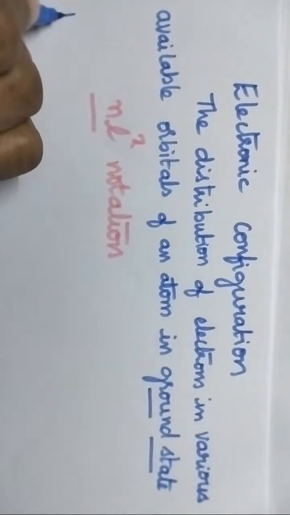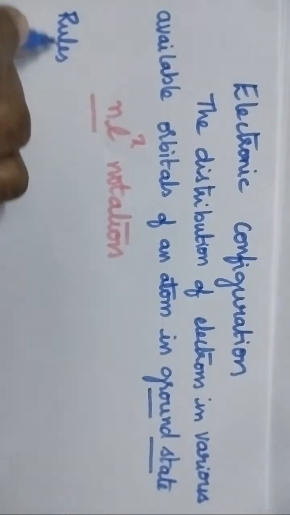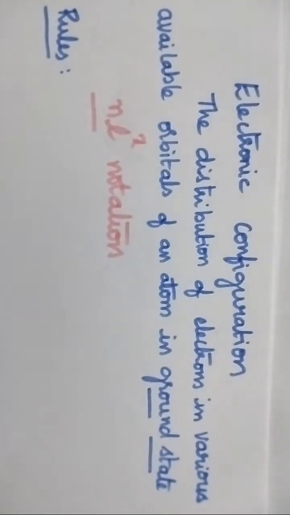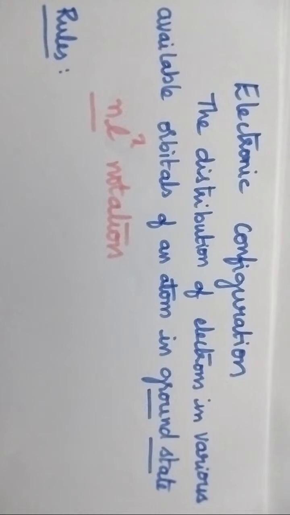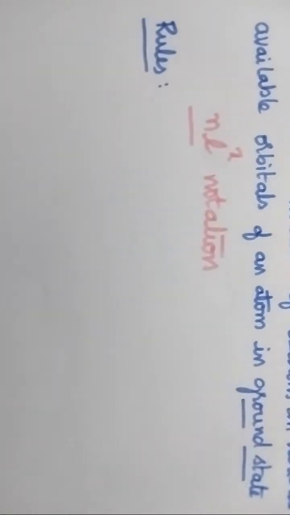Let us see what are the rules required for writing the electronic configuration. There are three fundamental rules for writing the electronic configuration.